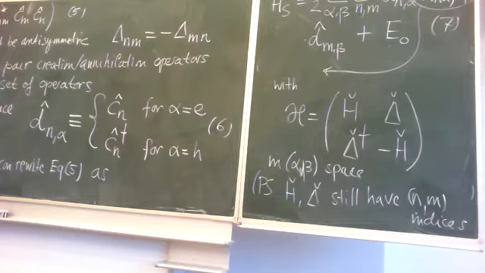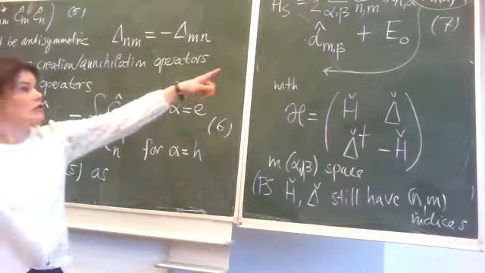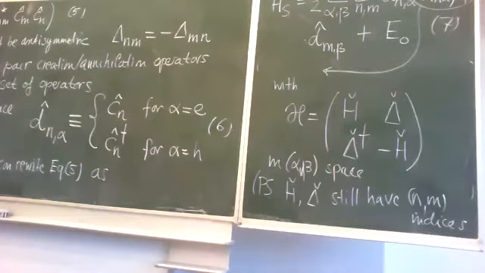So our next task is to find an expression for E0, for this constant in equation 7. While I wipe the board, the parts that we don't need anymore, have a go at it. See if you can transform equation 5 into equation 7 using these new operators, and then an expression for E0 should follow.